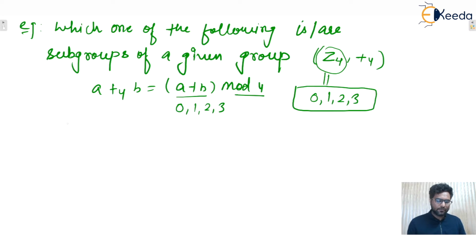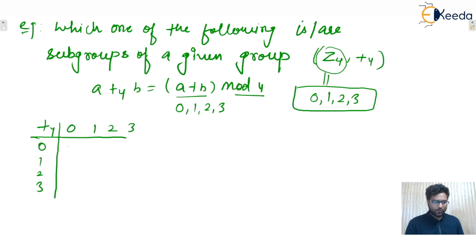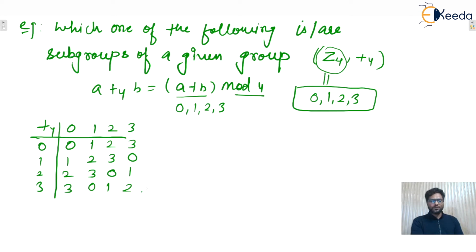So let's say addition modulo 4, four elements are there, 0, 1, 2, 3. This is also 0, 1, 2, 3. Here 0 plus 0 is 0, 0 plus 1 is 1, 1 mod 4 is 1. This is 2, this is 3, this is 1, this is 2, this is 3, this is 0, this is 2, this is 3, this is 0. 3 plus 2 is 5, 5 mod 4 is 1. And this is 3, this is 4, this is 1, this is 2. So that is the given group and four options are there.